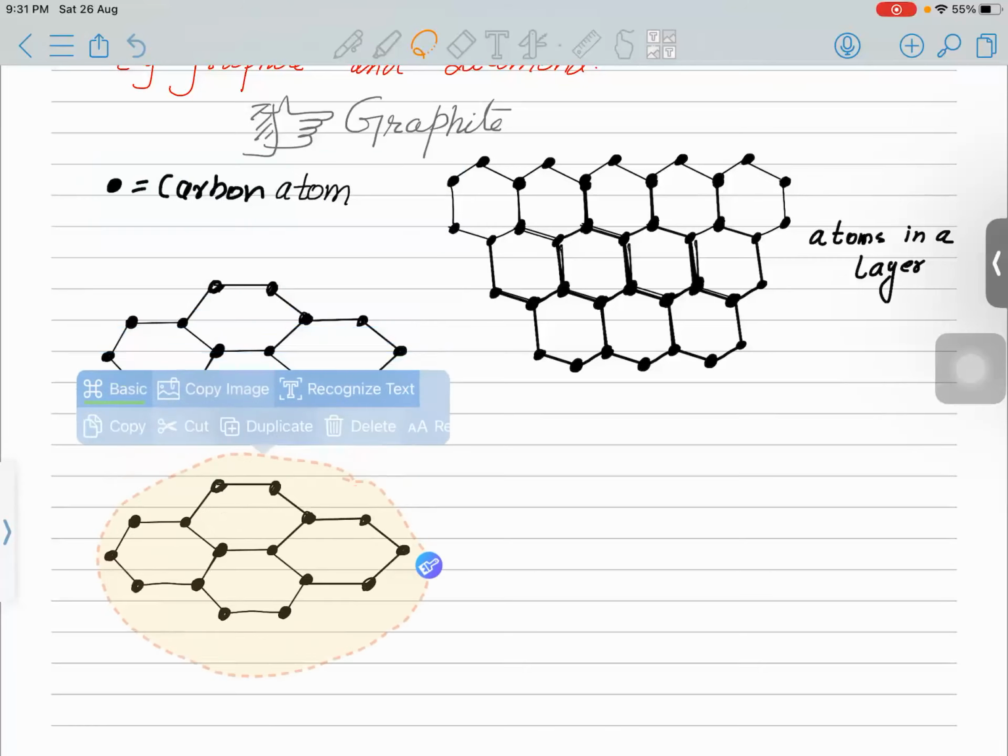This one is also attracted by this one. This is force of attraction, right? Carbon is attracted by another carbon. This is called van der Waals.